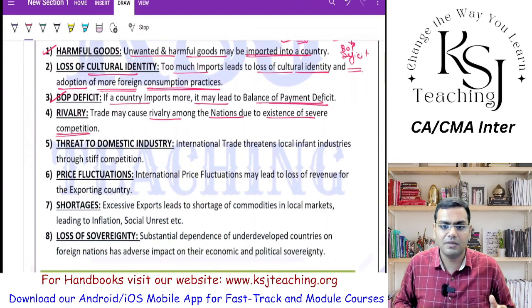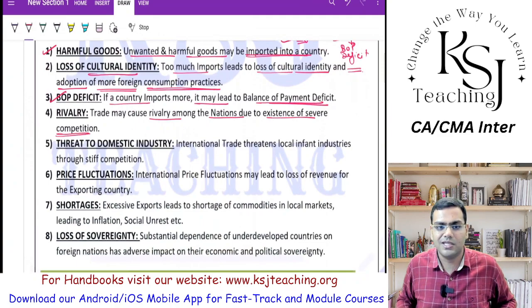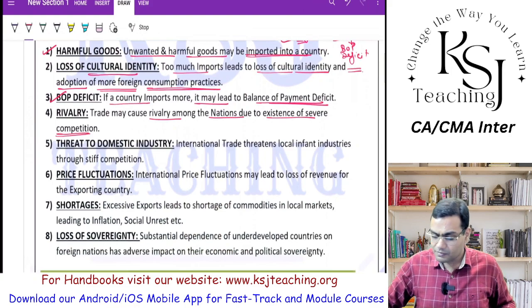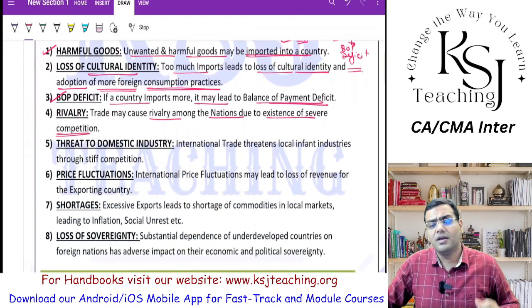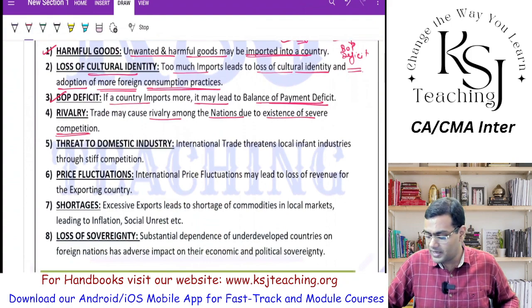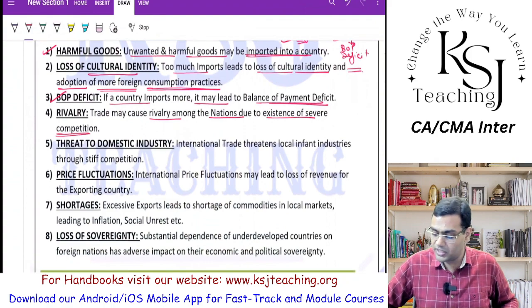Fight not in the sense that they will take guns and fight. No, in terms of trade fights, right? Which can create some distance in the relationships and can affect the relations between the two nations.